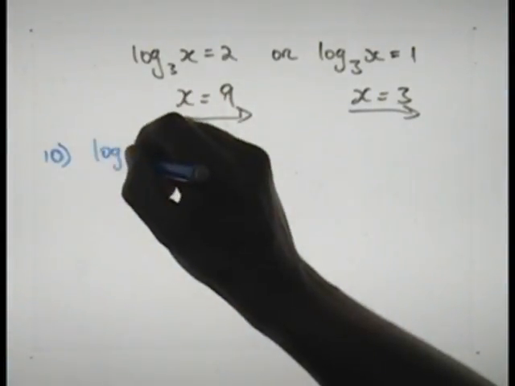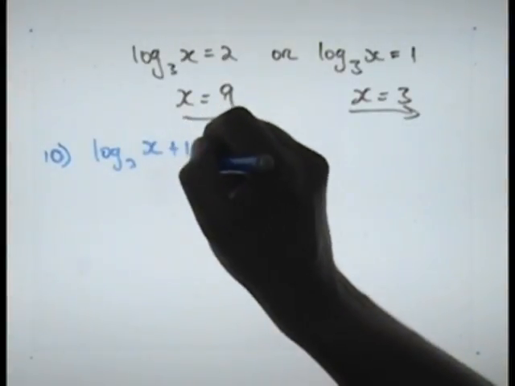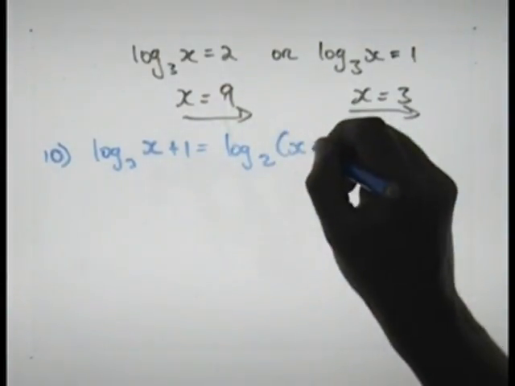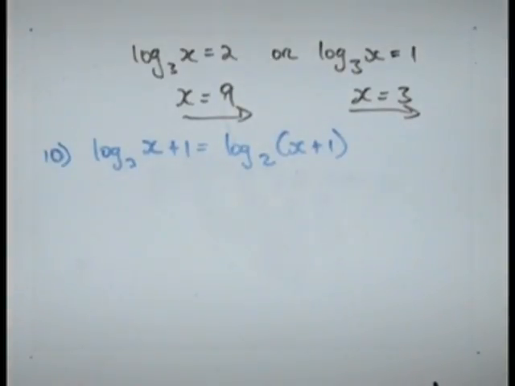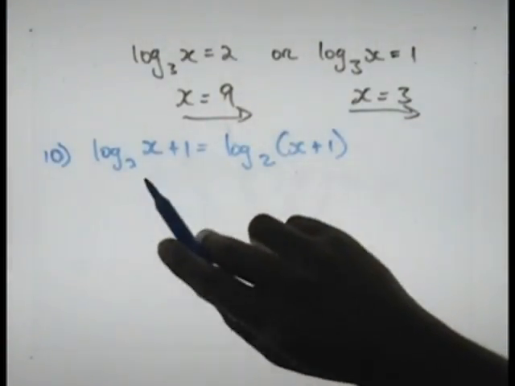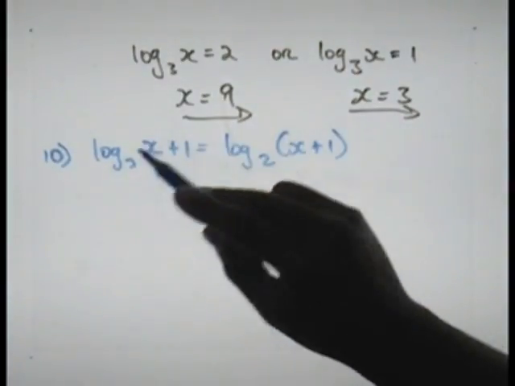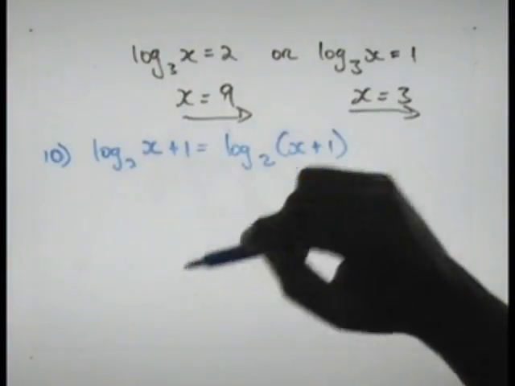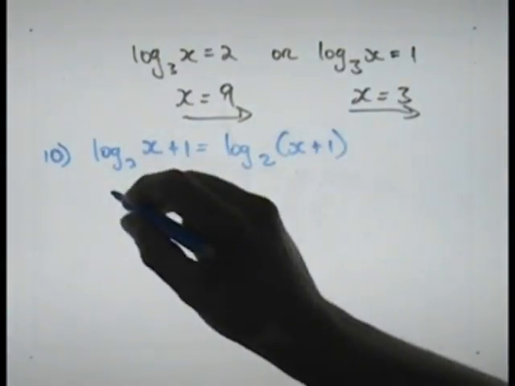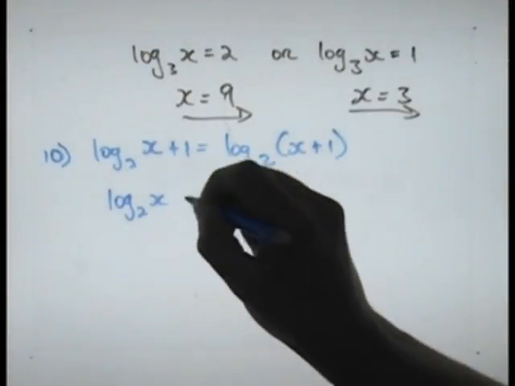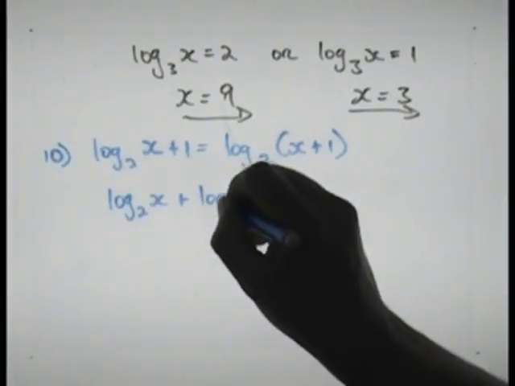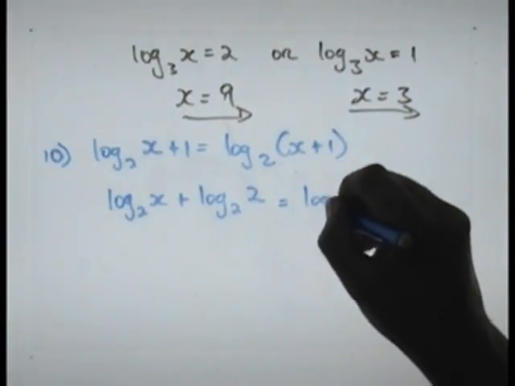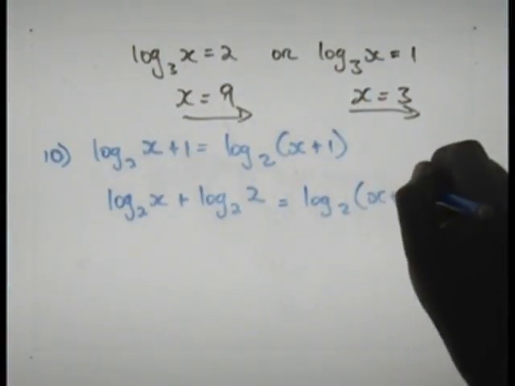Number 10 says log base 2 of x plus 1 is equal to log base 2 of (x plus 1). Now, this seems fairly easy to do. The only problem is we've got a 1 there, which means that we can't just drop the logs, because the logs and the bases are not all the same. What I'm going to do is leave this as log base 2 of x. I'm going to turn that 1 into log base 2 of 2, is equal to log base 2 of (x plus 1).